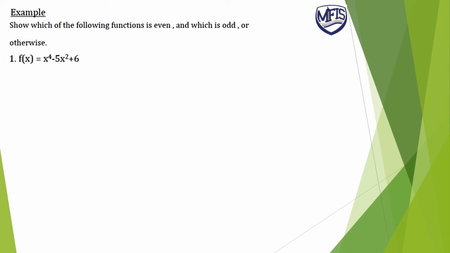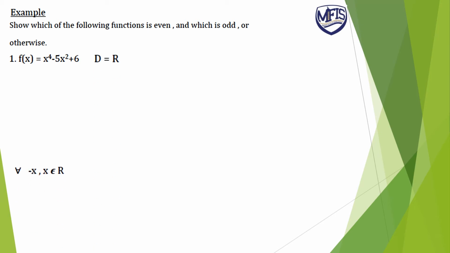Here we make an algebraic test to find which function is odd or even. Number 1: if f of x equals x power 4 minus 5x power 2 plus 6, we will find f of negative x. So we replace x with negative x in the rule of the function.